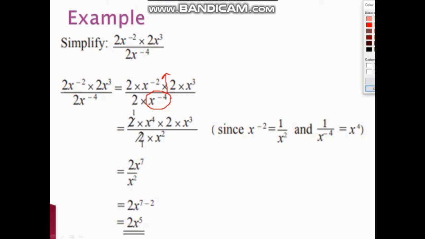So x to the power minus 4 becomes x to the power 4. X to the power minus 2 becomes x to the power plus 2. Now you can simplify. Cut 2 with 2. Only 2 remains. 4 plus 3, 7. X to the power 7 over x to the power 2. 7 minus 2, x to the power 5. 2x to the power 5.